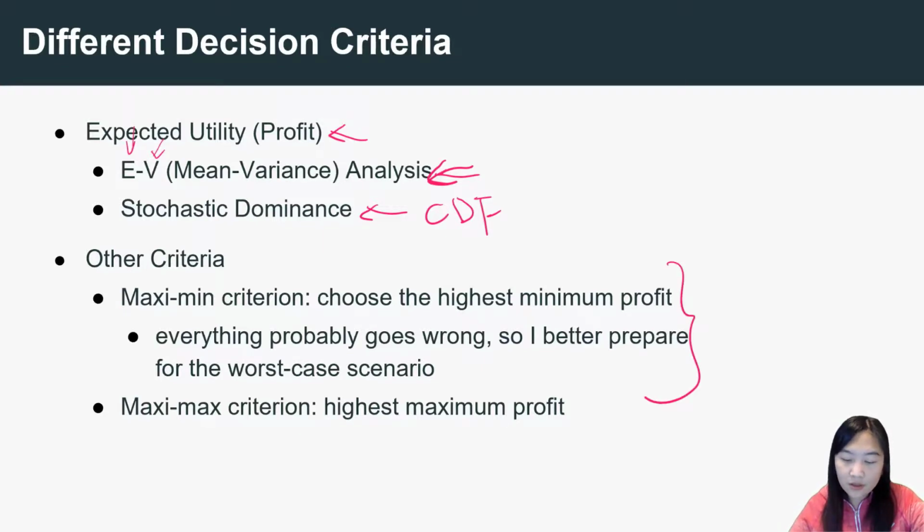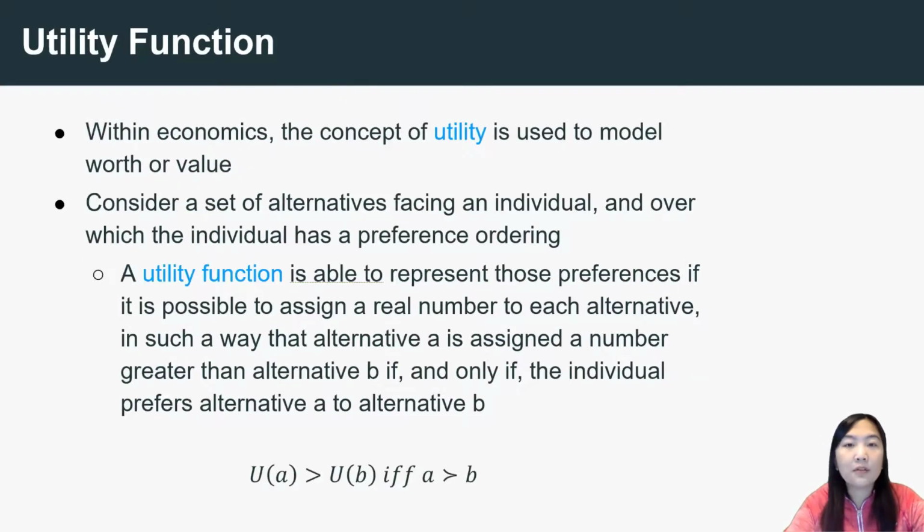And there are also other criteria. For example, the max-min criterion, where the decision maker will choose the highest minimum profit. So the reasoning is like this: if everything probably goes wrong, I had better prepare for the worst case scenario. And there are also other criteria again, but in this course, I will just cover this EV analysis. But it's good to know that there are other criteria available out there.